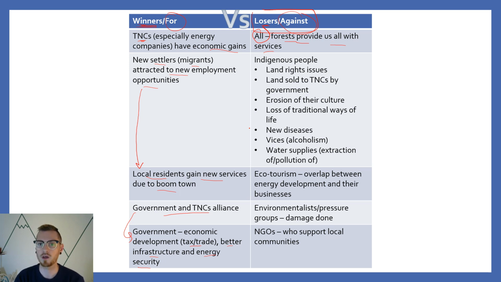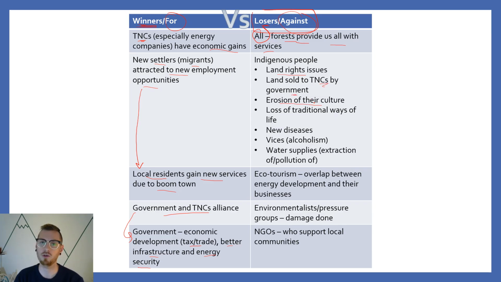Medicine could be an example. The major one is going to be indigenous people, because they're going to have land rights issues where potentially their historical land, traditional land, is maybe being sold or is being extracted via the TNCs. Here, land sold by TNCs to the government.